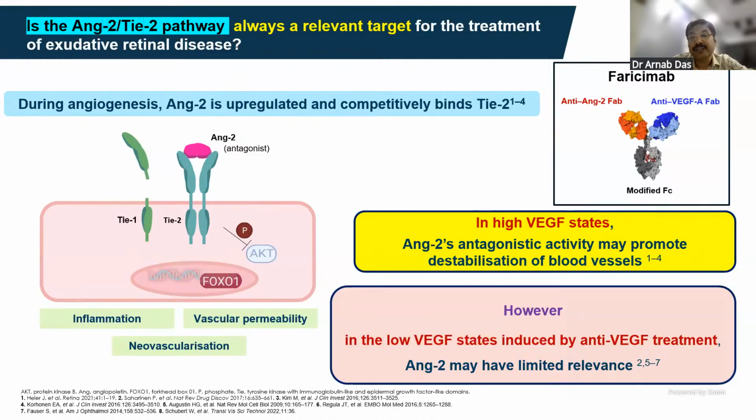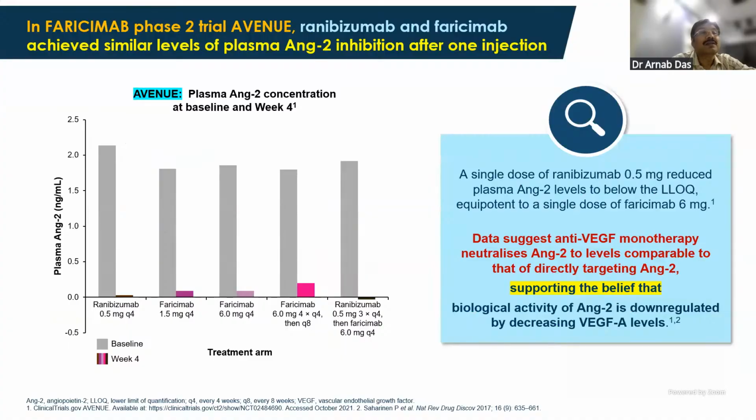However, in low VEGF states induced by anti-VEGF treatment, angiopoietin 2 may have limited relevance. You'll understand this more if you see this. In the faricimab phase 2 trial, which is Avenue, ranibizumab and faricimab achieved similar levels of plasma angiopoietin 2 inhibition after one injection. Thus, data suggests that anti-VEGF monotherapy neutralizes angiopoietin 2 to levels comparable to that of directly targeting angiopoietin 2, supporting the belief that biological activity of angiopoietin 2 is downregulated by decreasing VEGF levels.